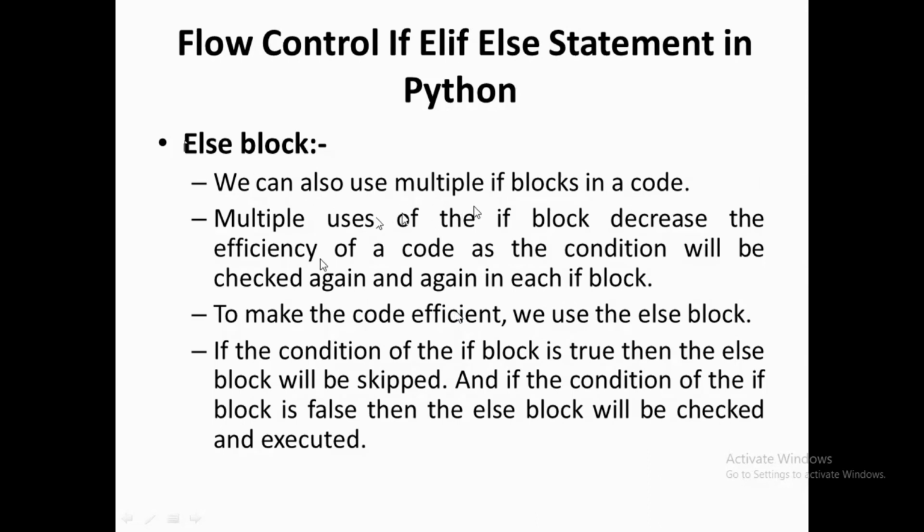If there is an if block, then we will have an else block. If we want to check two conditions, first we write the if and check the condition. If that is not true, then it will go to the else part. We can use multiple if blocks in a code, but multiple uses of if blocks decrease the efficiency of the code, as the condition will be checked again and again in each if block. To make the code efficient, we use the else block.